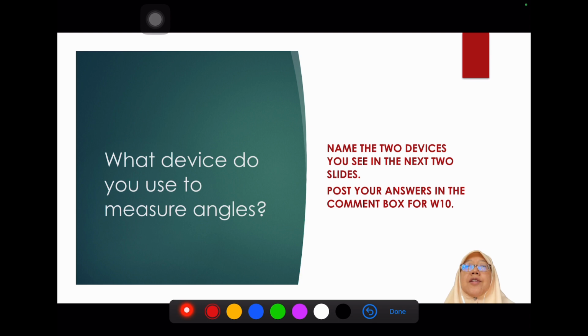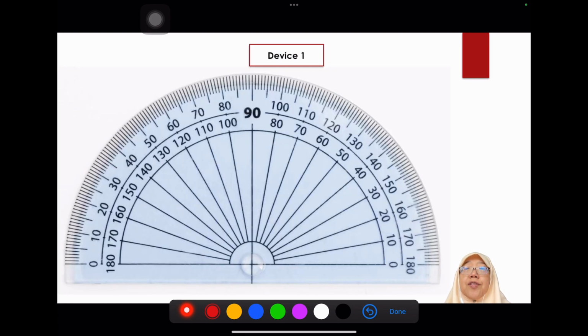Okay, let's look at devices. What do you use to measure angles? Name the two devices you see in the next two slides. Post your answers in the comment box for week 10. So this is the first device, and I'm sure you have seen this before. You can find it in a geometry box, the geometry box that you actually bring along to class whenever we learn about geometry. So if you have already put in the name of this geometry device, let's look at it.